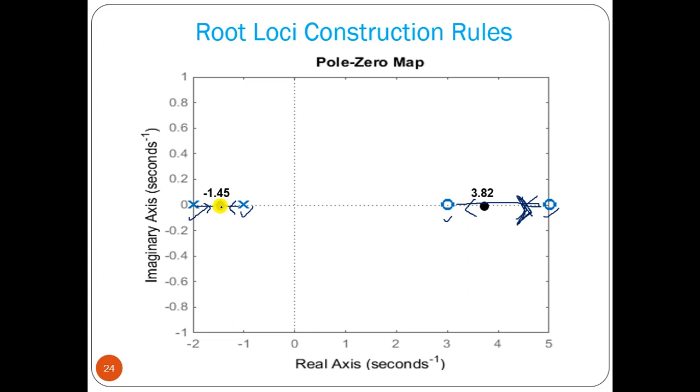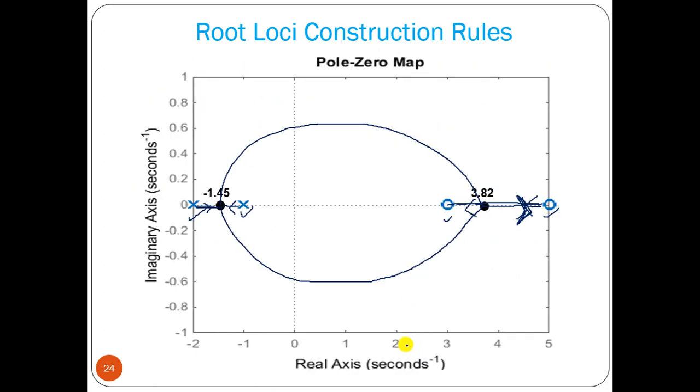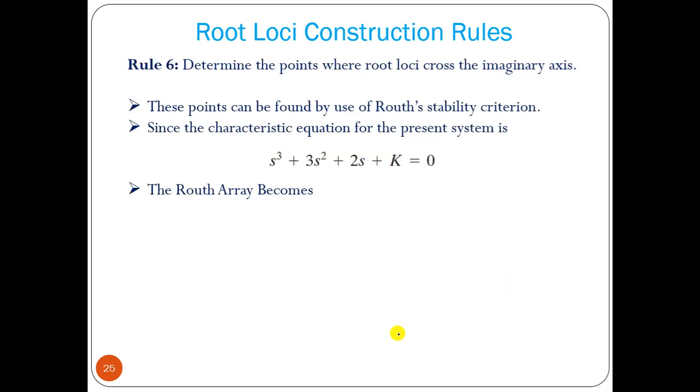So what will happen: this pole breaks away here at minus 1.45, then goes this way, breaks in here, and goes to this zero. Another pole comes here, breaks away, goes this way, and enters at the breaking point to merge with this particular zero. This is the plot now. Here we can find it directly without any problem, because those are the two valid points. Otherwise, you can put this value into the K equation and see whether K is positive or not. That is the way to find out, and this is the logic.